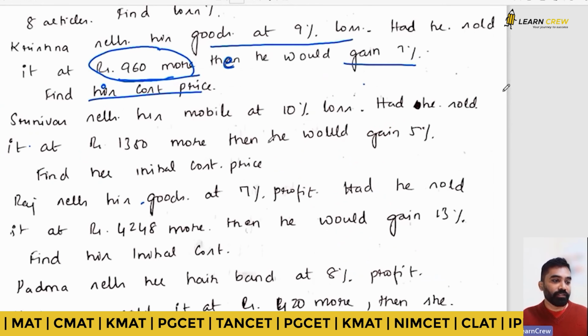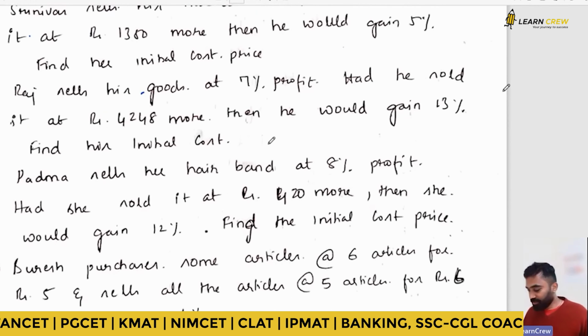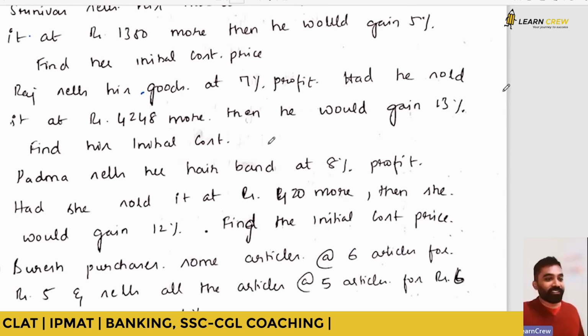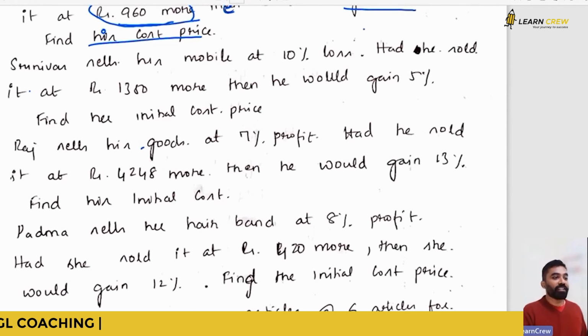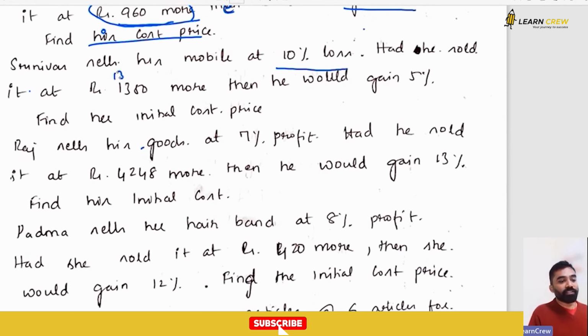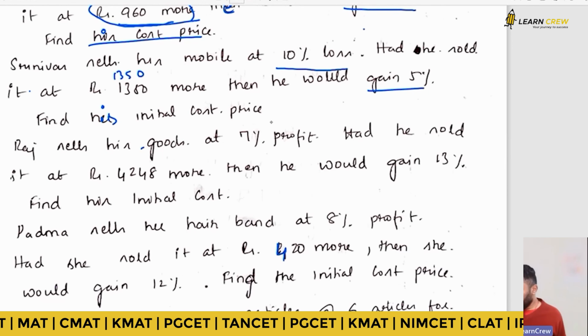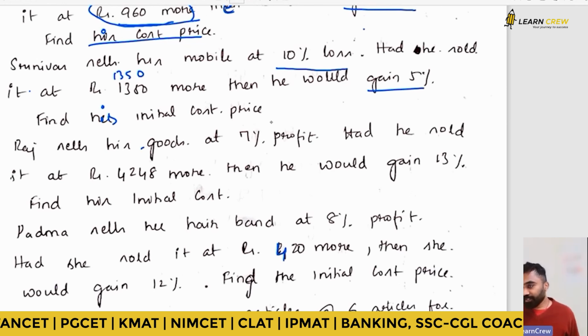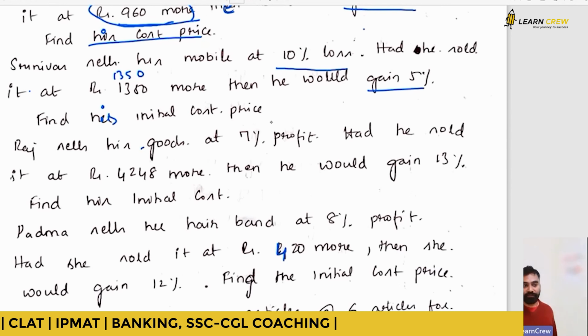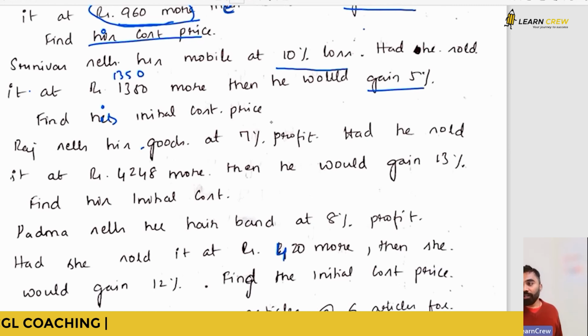Okay. Clear? Started the questions 15, 16, 17. First question is Srinivas sells his mobile at 10% loss. Had he sold it at 1,350 more, then he would have gained 5%. Say 9,000. Loss is 10%, increase is 5% profit. So the difference is 15R. 15R equal to 1,350. It is nothing but 90. 1R is 90. So for 100R it is going to be 9,000.